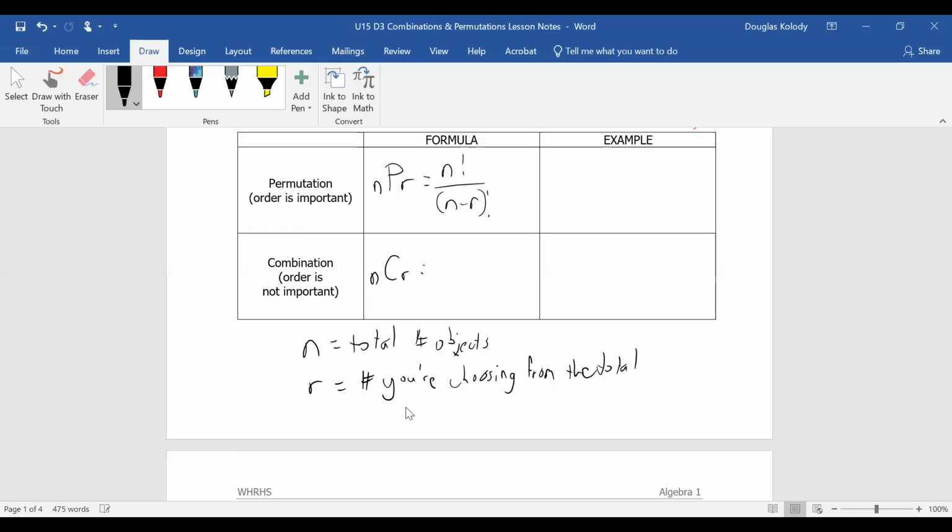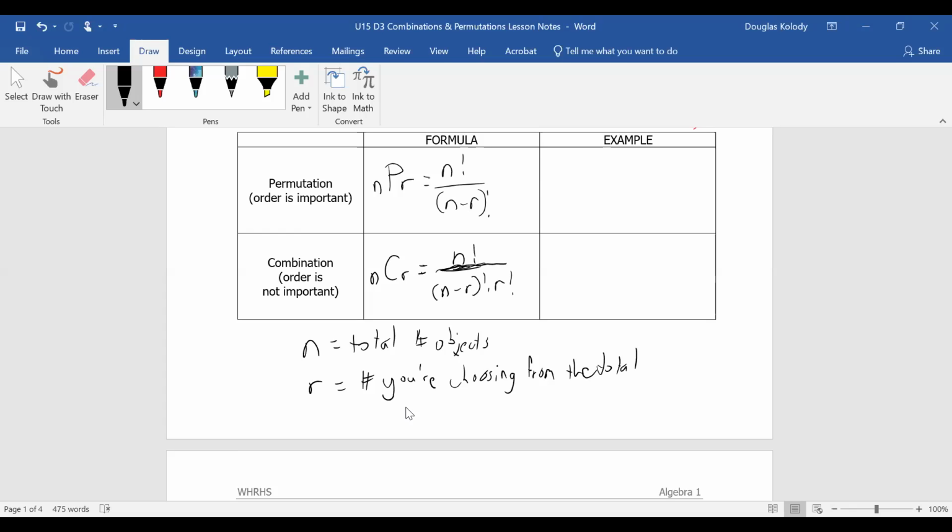Okay, so good news. The formula for a combination is almost identical to the formula for a permutation: n factorial divided by n minus r factorial. However, because there will always be fewer combinations, I need to divide by one extra thing. And the one extra thing I divide by is an extra r factorial. That is what differentiates a permutation from a combination.